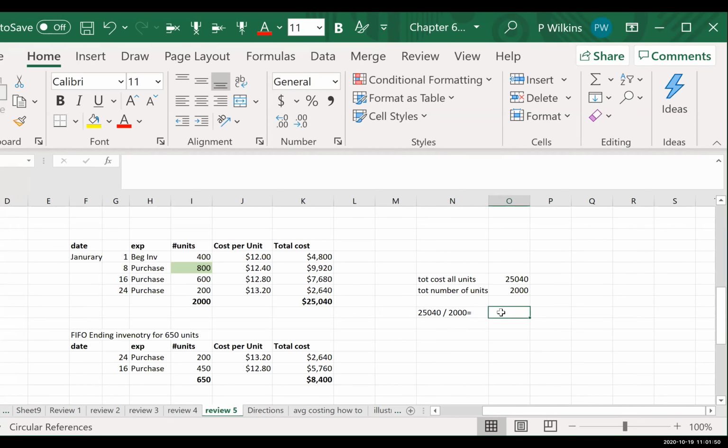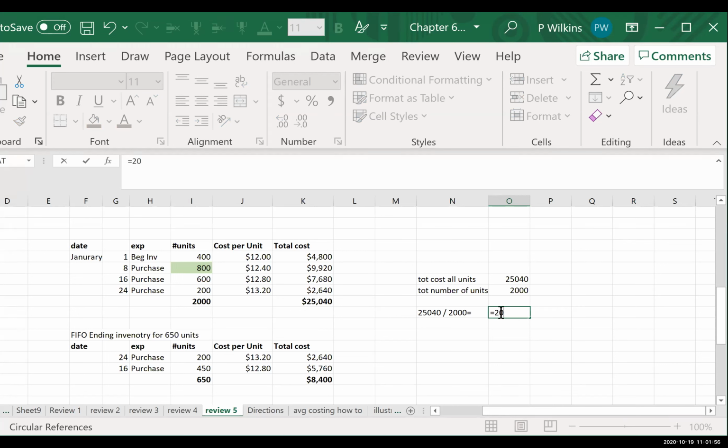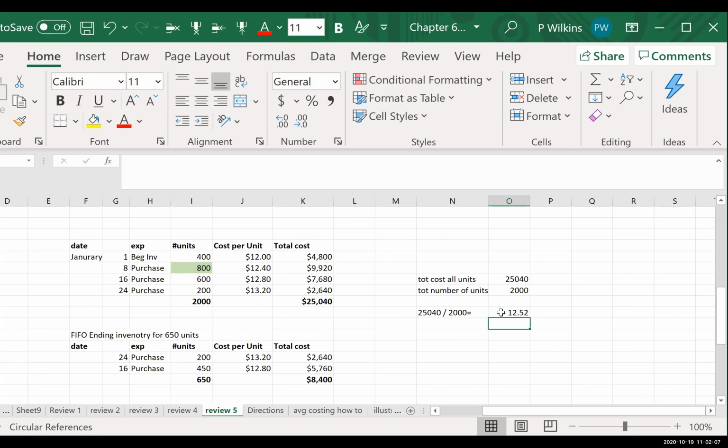And that is going to give us an average cost per unit of, let's see, 25,040 divided by 2,000 gives us an average cost of $12.52. And the problem should have said round to 2 decimal points. I see it doesn't, but it should. Your problems are going to tell you how many decimal points, okay? So the average cost per unit is $12.52, all right?